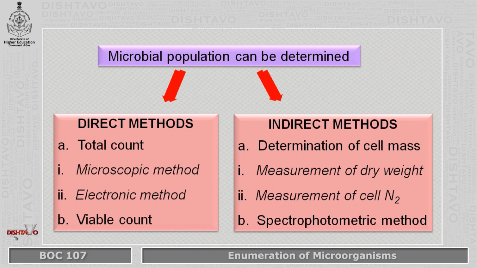Now the microbial population can be determined in two ways, either by using the direct methods or the indirect methods. Under the direct methods, we have total count and viable count. Total count can be carried out using either the microscopic method or the electronic method. Under indirect methods, we have determination of cell mass and the spectrophotometric method. The determination of cell mass can be carried out either by measuring the dry weight or by measurement of cell nitrogen.